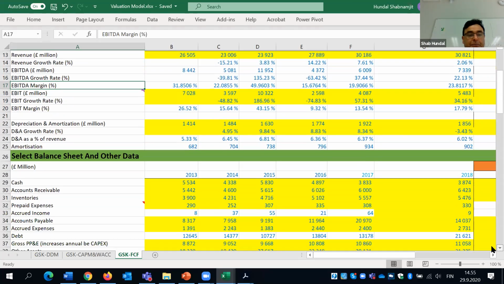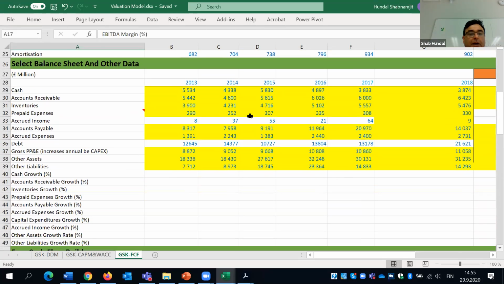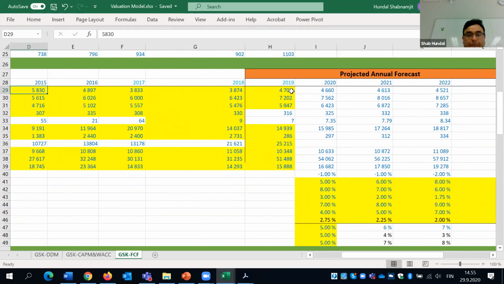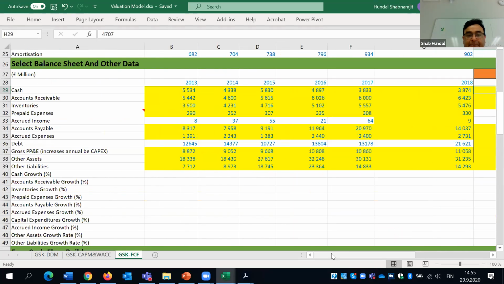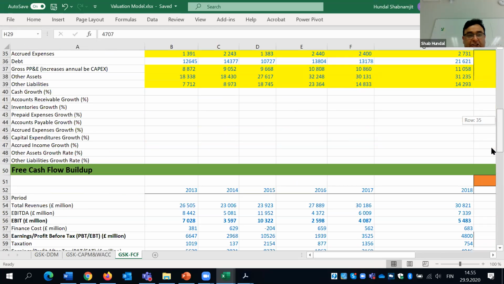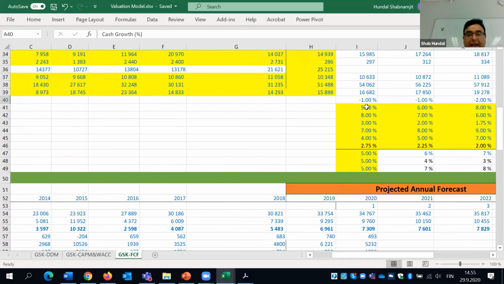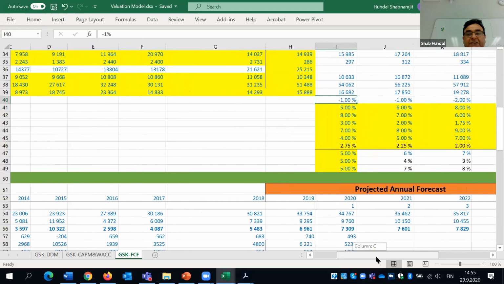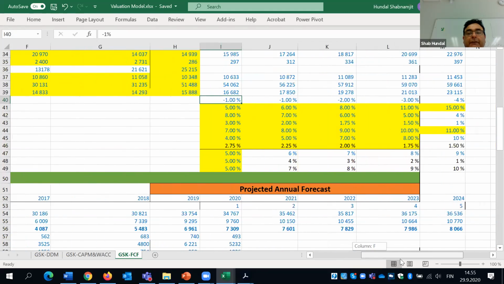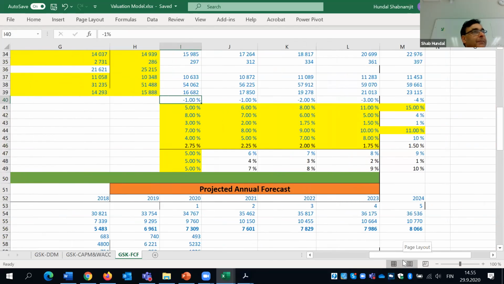And then guess what I do? I have got cash figures for the last 6 years. All right. And then I make an average estimate of the rate of growth of cash. And I find that the average cash growth has been -1%. So I make an estimate that the company would be cash starved in the future. You know what I mean?